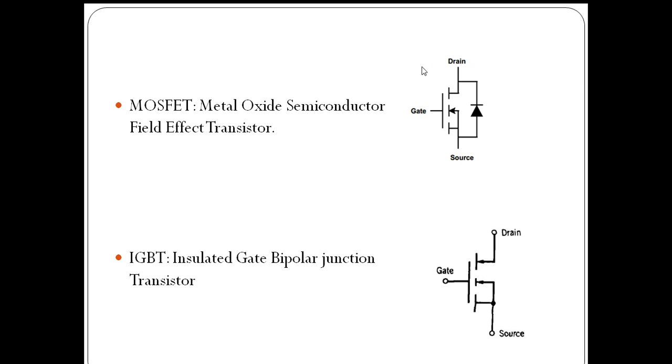Similarly, the IGBT, insulated gate bipolar junction transistor, is represented like this. It also has the same terminals as the MOSFET: source, drain, gate. Okay, note down the symbols.